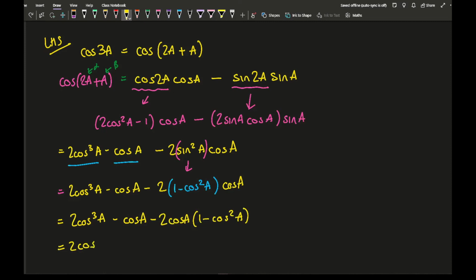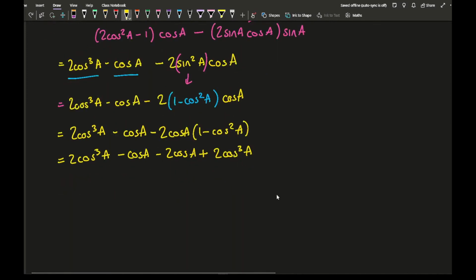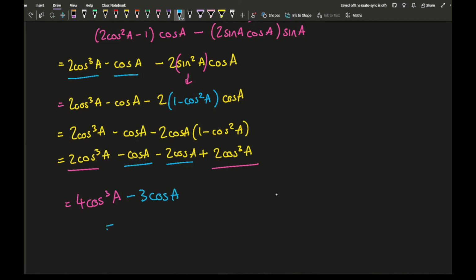That's going to equal 2 cos cubed A minus cos A, and then minus 2 cos A plus 2 cos cubed A. Now let's neaten all of this up. What do we find? I've got 2 cos cubed and another 2 cos cubed. Joining those together, I get 4 cos cubed A. Then if I join these two things together, I end up with minus 3 cos A. And that equals the right hand side, QED. And there is our final example done.